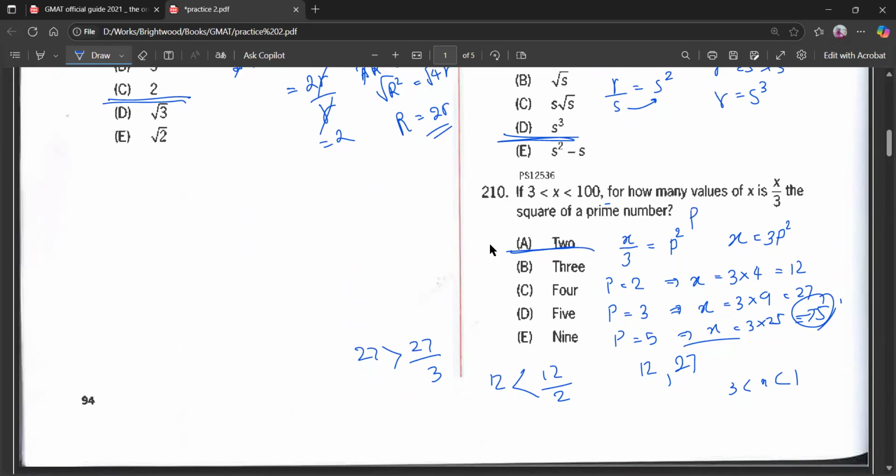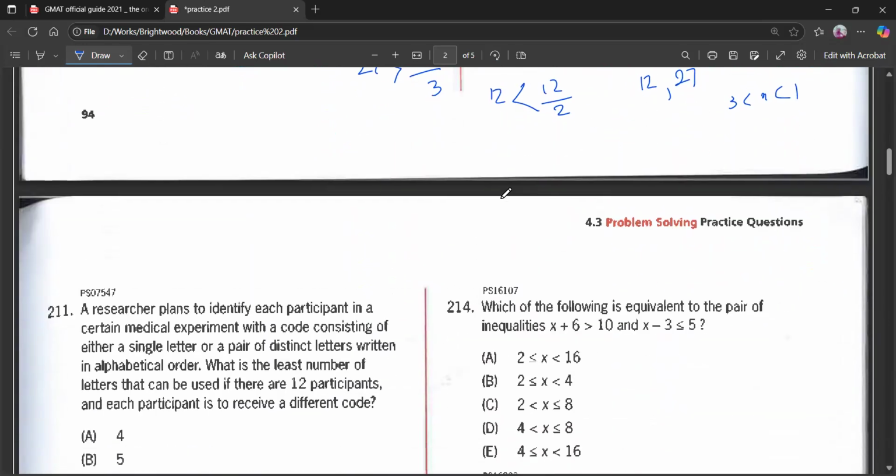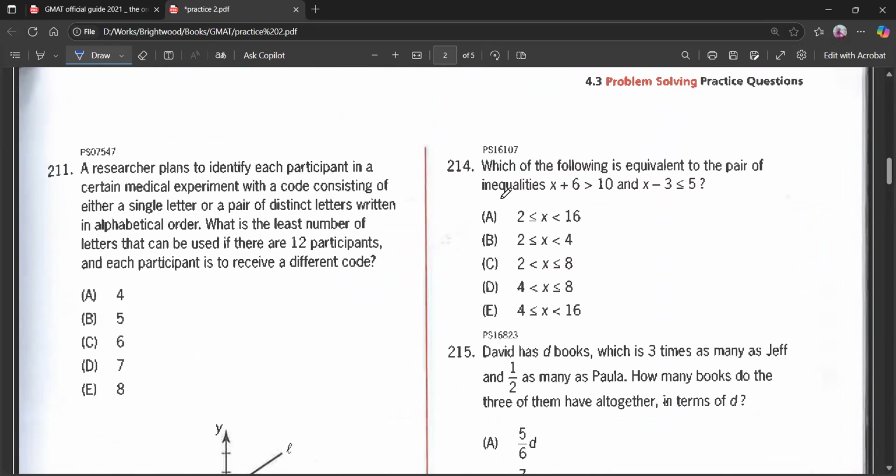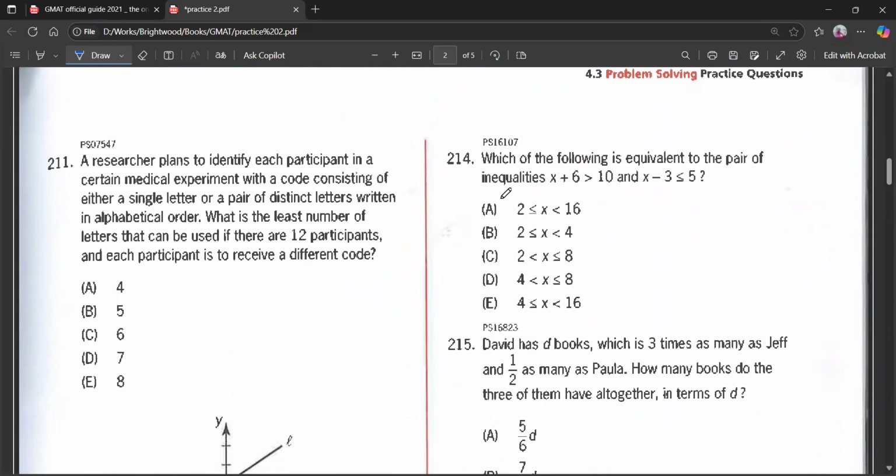Yes. 3 to x to 100. No, 75 can be, no? Yes, sorry, this is not. What I'm saying is, sorry, these three values should be 12, 27, and 75. That three values can be. There are three, not two. Yes.